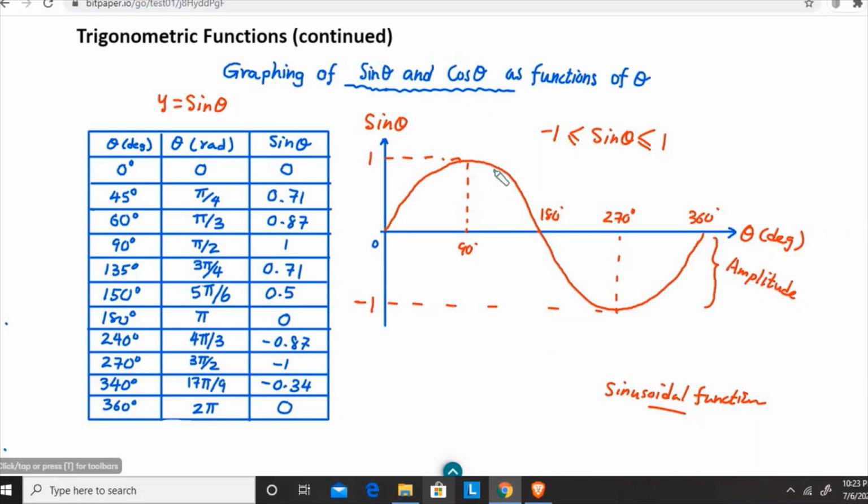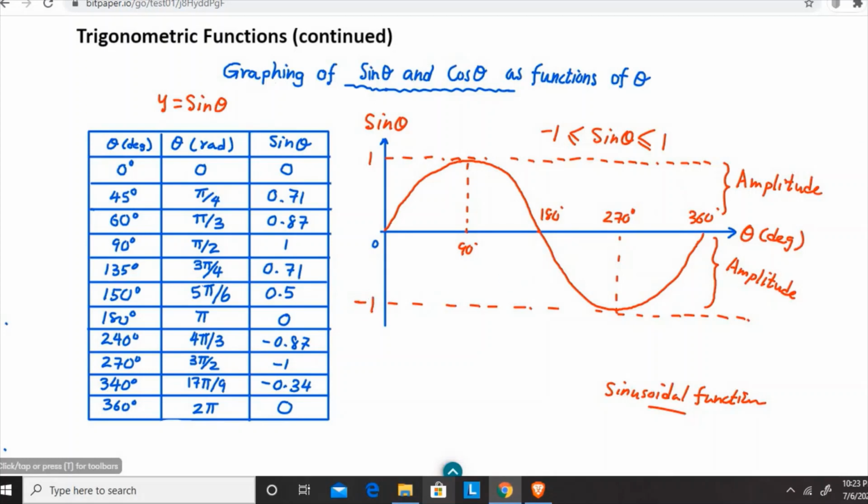And similarly on this side we have the same amplitude. Maximum displacement from the equilibrium position or the equilibrium line. So this separation, that's amplitude. Okay, so I hope this gives you some basic idea about the sine function.